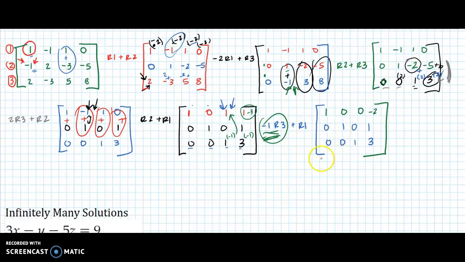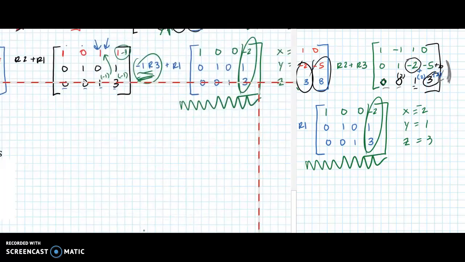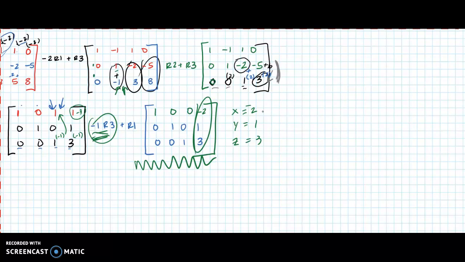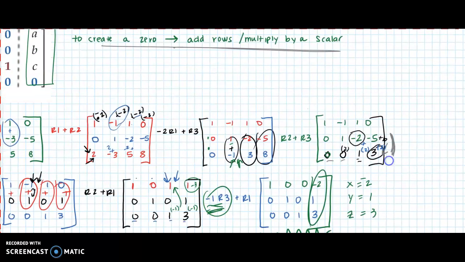So this is your reduced row echelon form, and your answers to x, y, and z. X is -2, y is 1, and z is 3, because that's your reduced row echelon form. Now, when you're doing reduced row echelon form, there's a couple different things I want to make you aware of. You can do this in your calculator, and that's what I want to talk about next.